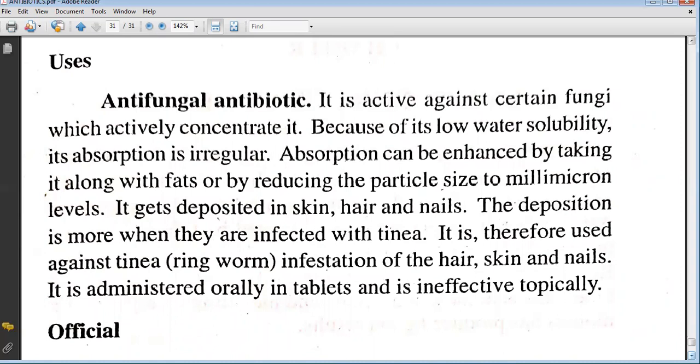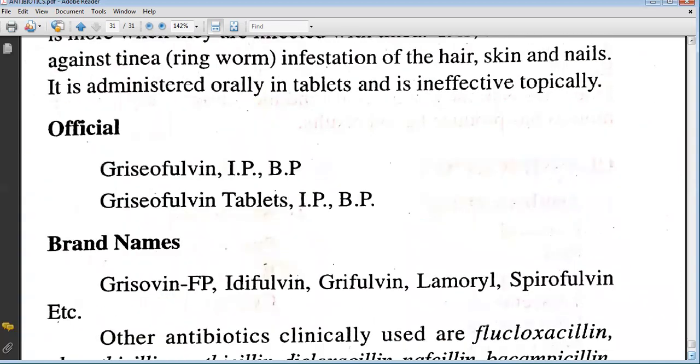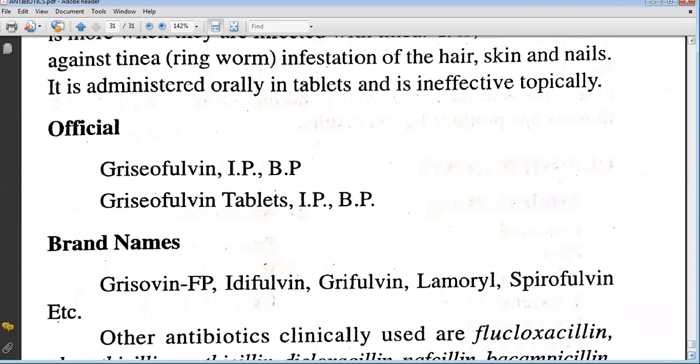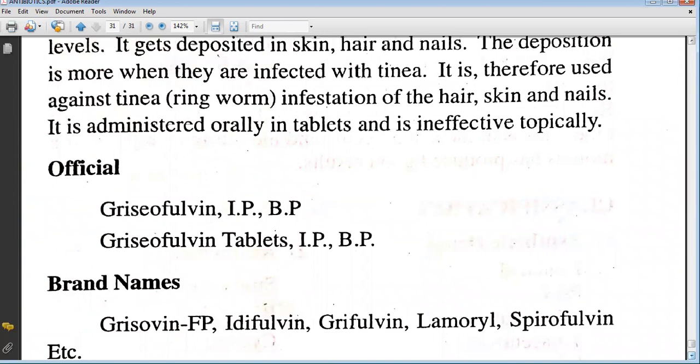Absorption can be enhanced by taking it along with fats or by reducing the particle size to micron level. It gets deposited in skin, hair, and nails. The deposition is more when they are infected with tinea. It is therefore used against tinea infestation of the hair, skin, and nails. It is administered orally in tablets and is ineffective topically. The preparations are griseofulvin IP/VP, griseofulvin tablet IP/VP. Brand names are Grisovin FP, Idifulvin, Grifulvin, Lamoryse, Pyrofulvin.